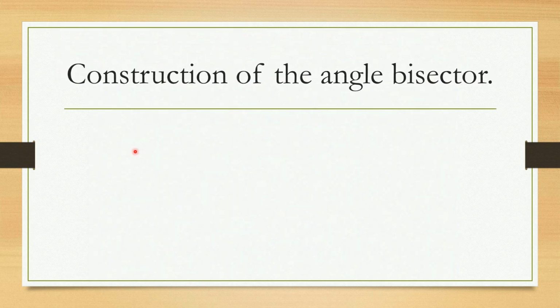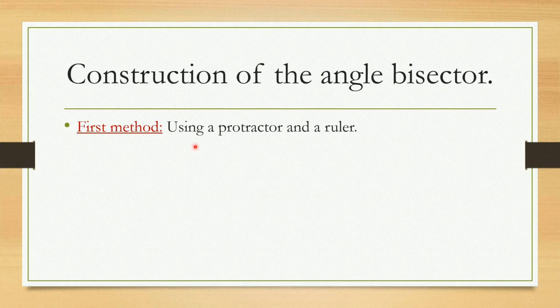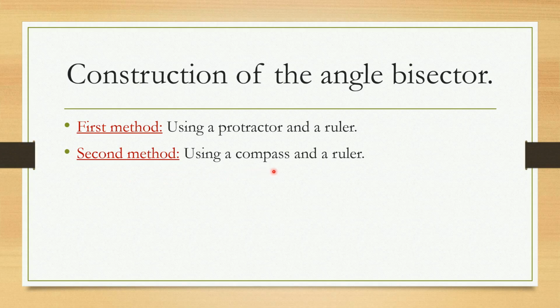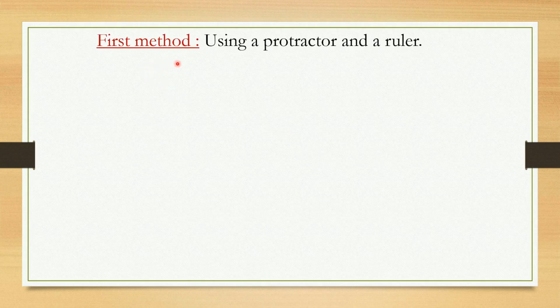Now, next part: construction of the angle bisector. How do we construct the bisector of an angle? We will learn two methods. First method, using a protractor and a ruler, and second method, using a compass and a ruler. Let's start with the first method, using a protractor and a ruler.